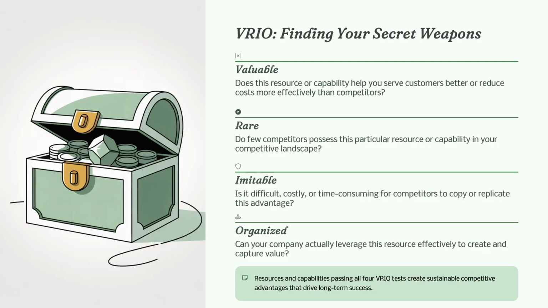Now let's look inside your business to find your secret weapons using VRIO analysis. VRIO helps you identify which of your resources and capabilities can actually give you a competitive advantage. VRIO asks 4 questions about each of your business assets.